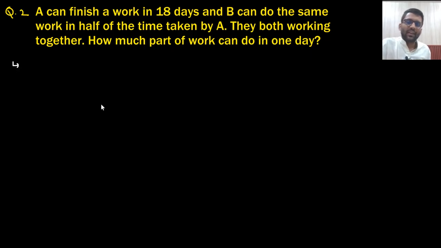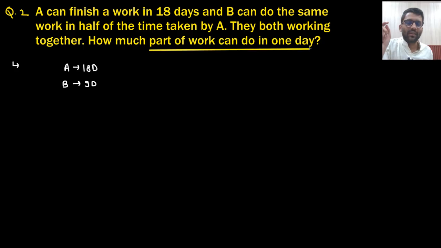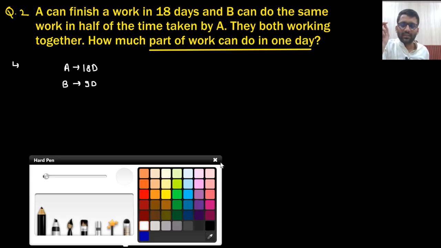So what they are saying, A can finish a work in 18 days. A takes 18 days. B can do the same work in half the time taken by A. That means B can finish the work in 9 days, right? If they both are working together, then how much part of the work can be done in one day? This is what they are asking.